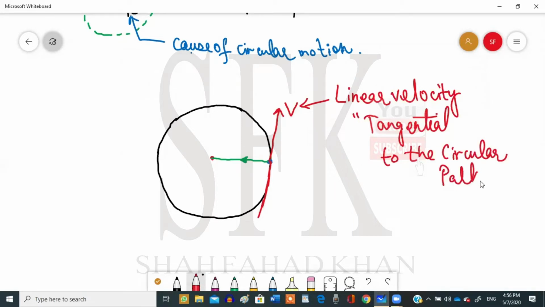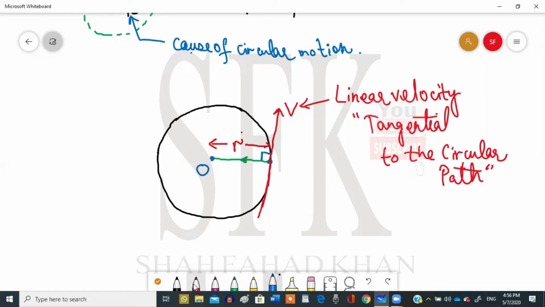I hope you guys know what tangential means. A tangent is any line that cuts the circle at one point only and makes a 90-degree angle with its radius. This angle is 90 degrees. This distance from the center to the circumference is known as the radius of the circle. You are already familiar with this term. And this is the central point. This is the linear velocity.